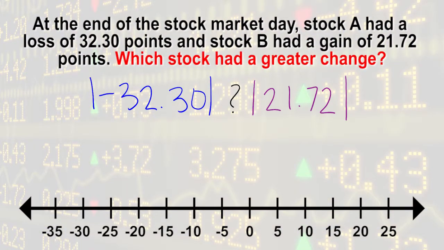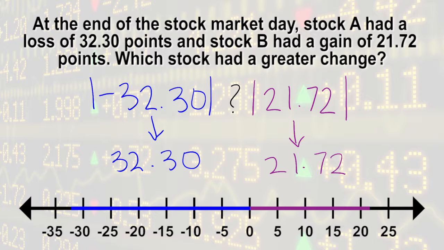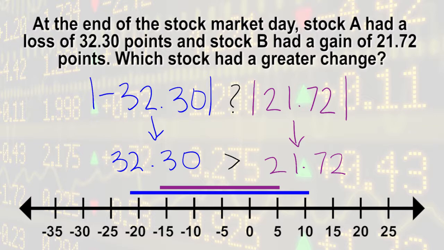This problem is different from the previous problem in that we are being asked to compare the numbers based upon their distance from zero, or their absolute value, rather than their actual value. We find then that stock A had a greater change because the absolute value of -32.30 is greater than the absolute value of 21.72.